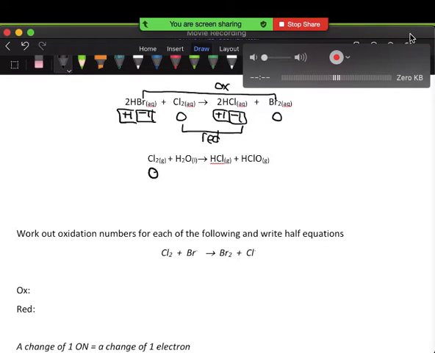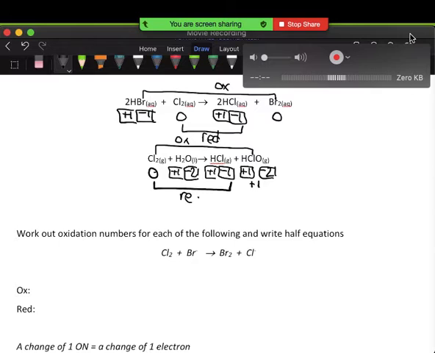So chlorine is 0 because it's an element, -2, +1, -1, +1, -2, +1 means my chlorine here is +1. So I'm now going from 0 to +1 for my chlorine here. This is oxidation. I'm also going from 0 to -1 here. This is reduction. So we have this chlorine is both oxidized and reduced.